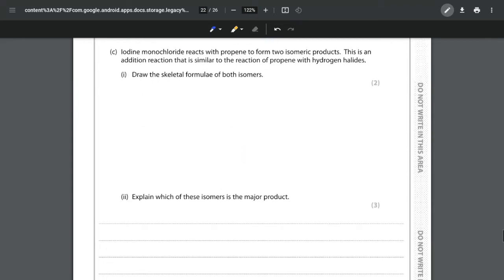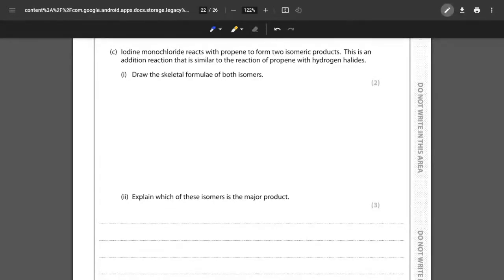For part 3, the iodine monochloride reacts with propene to form 2 isomeric products. This is an addition reaction that is similar to the reaction of propene with the hydrogen halides. Now, this is a very common technique in the synoptic questions, where they give you a question that is very similar to something that you have done in class, but you have to apply what you have learned to an unfamiliar situation. You have never done the addition of iodine monochloride being added onto an alkene, but you have done the hydrogen halides, and it works in very much the same way.